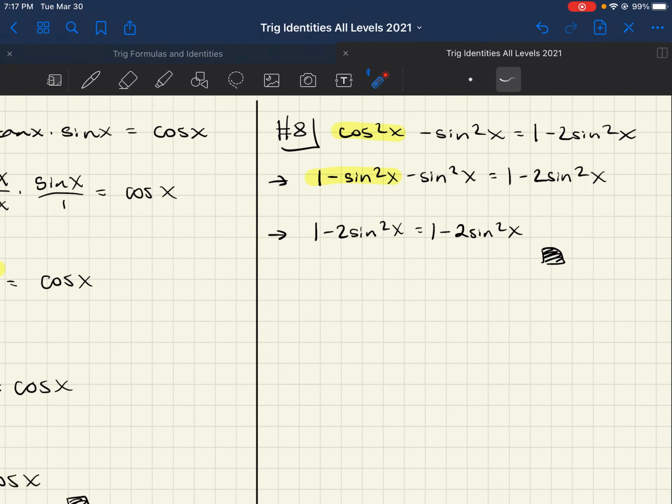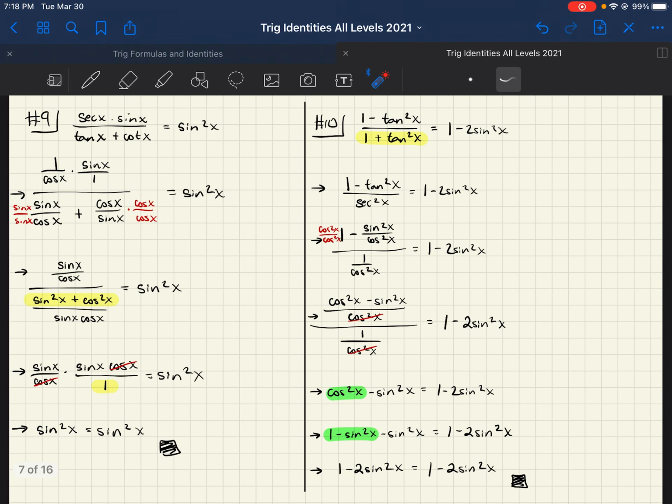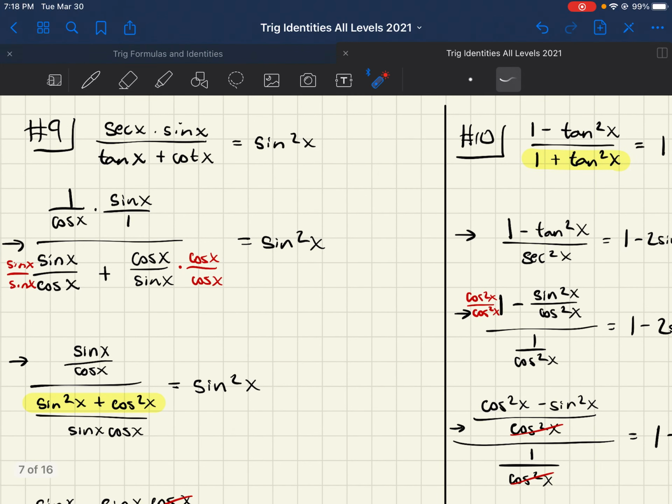Okay. So with 7 and 8 there, that's the end of our beginner proofs, our beginner verifications. Now we move into the intermediate verifications, which are going to be a pretty significant jump in challenge and difficulty, but overall, they shouldn't be too bad.